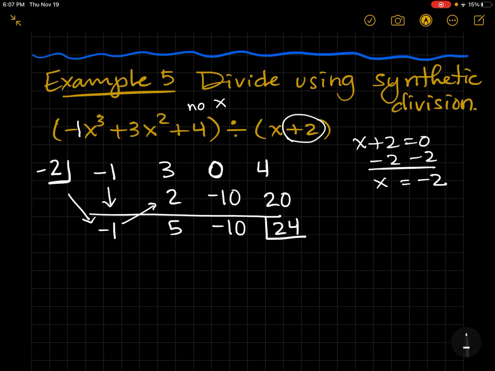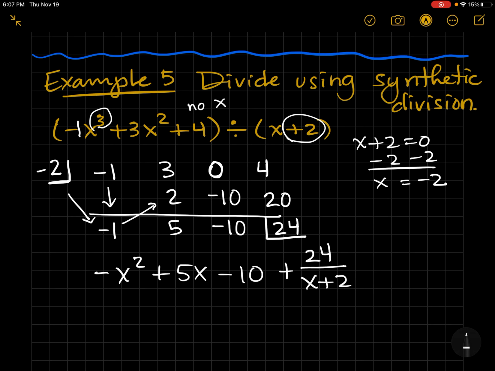I love synthetic division. I started with the third power, so this is -x squared plus 5x minus 10. Remainder is 24 over x plus 2. Always look at that original divisor so you don't get confused.